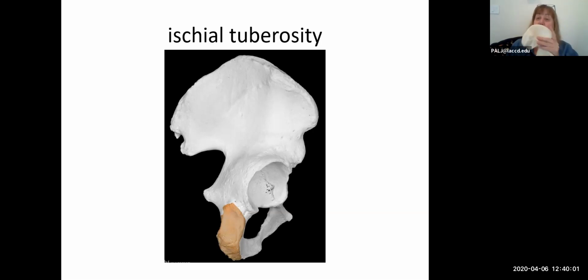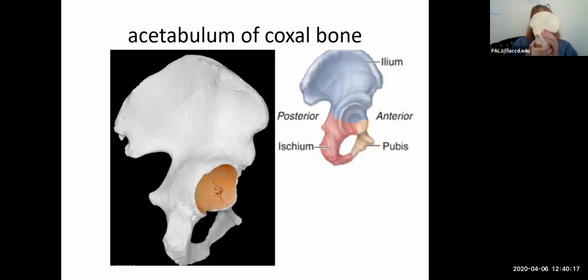However, there are a couple of bony landmarks of the coxal bone which involve two or three of the specific bones. So they won't be of the ilium, of the ischium, or of the pubis. They would be of the coxal bone. The first one of these is this big, huge, round, cup-like structure, which is known as the acetabulum. That translates into vinegar cup.